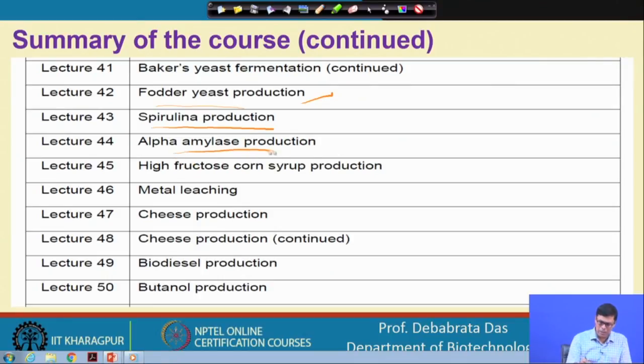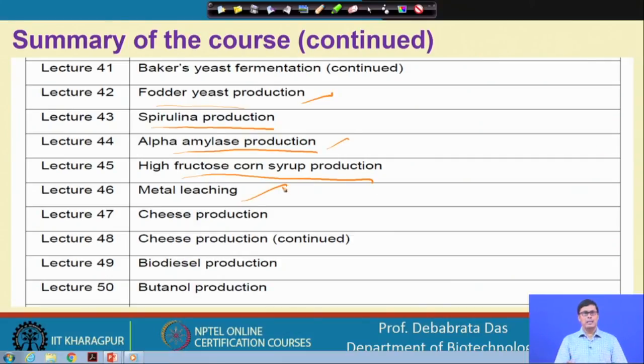Alpha amylase production has a lot of industrial applications because it converts the starch material to glucose, and glucose can be used in different fermentation processes. High fructose corn syrup production, this is an important biochemical product largely used in Western countries, particularly in the confectionery industry, and I showed you how it can be produced.